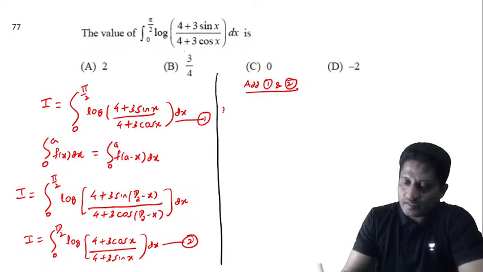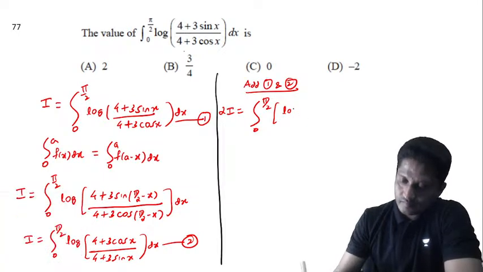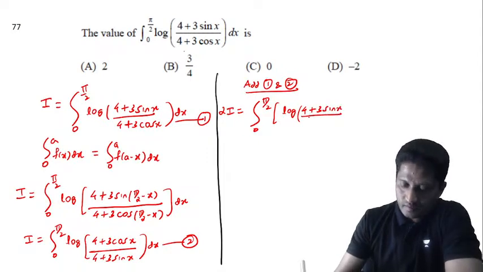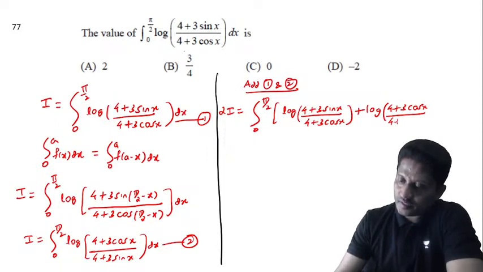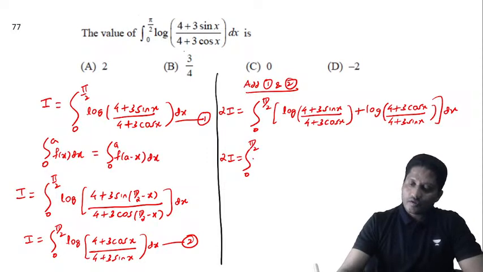If I add equations 1 and 2, I plus I is equal to 2I. This is 0 to pi by 2, log of 4 plus 3 sin x divided by 4 plus 3 cos x, plus log of 4 plus 3 cos x divided by 4 plus 3 sin x, and then this is dx. 2I is equal to 0 to pi by 2. Log m plus log n is log m into n.